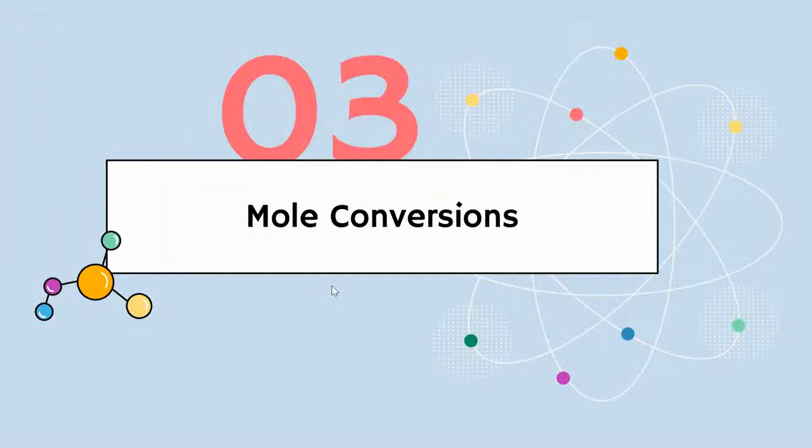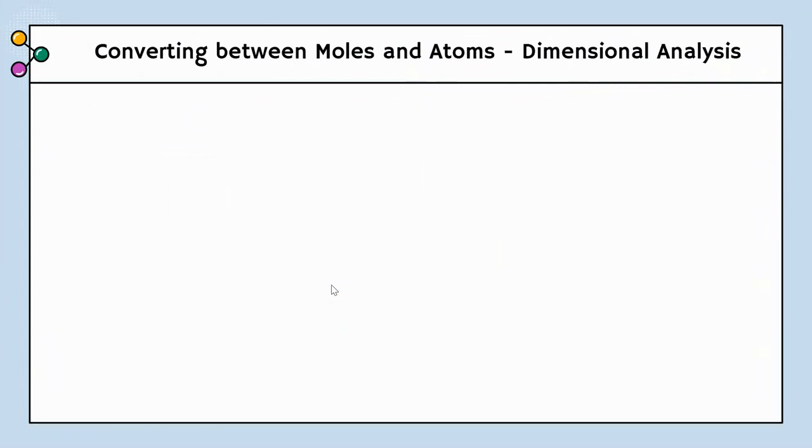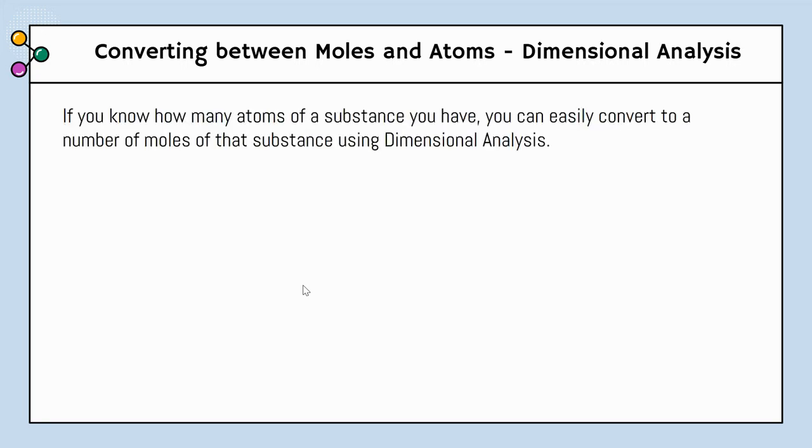So finally, let's talk about what this skill looks like when we actually apply it in chemistry. So the real skill here is being able to figure out how many atoms are in a certain number of moles, or how many molecules are in a certain number of moles. And that's where dimensional analysis comes into play. If we know how many atoms of something we have, we can convert it to moles using dimensional analysis.